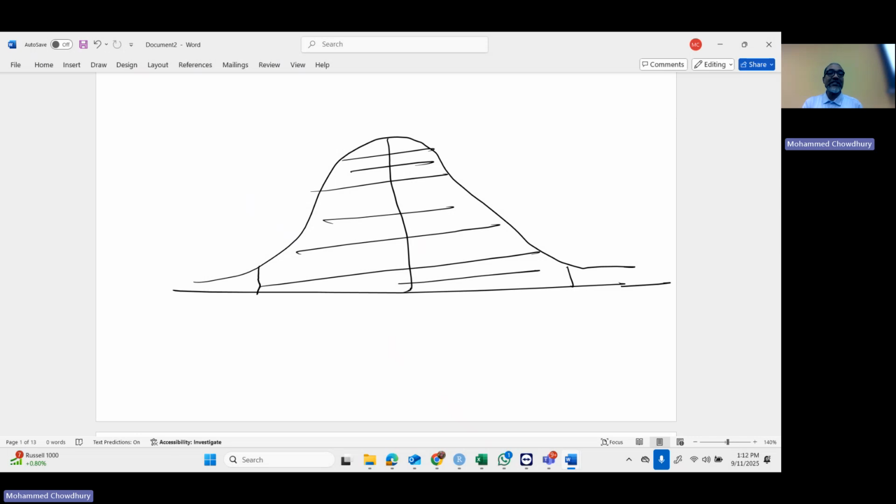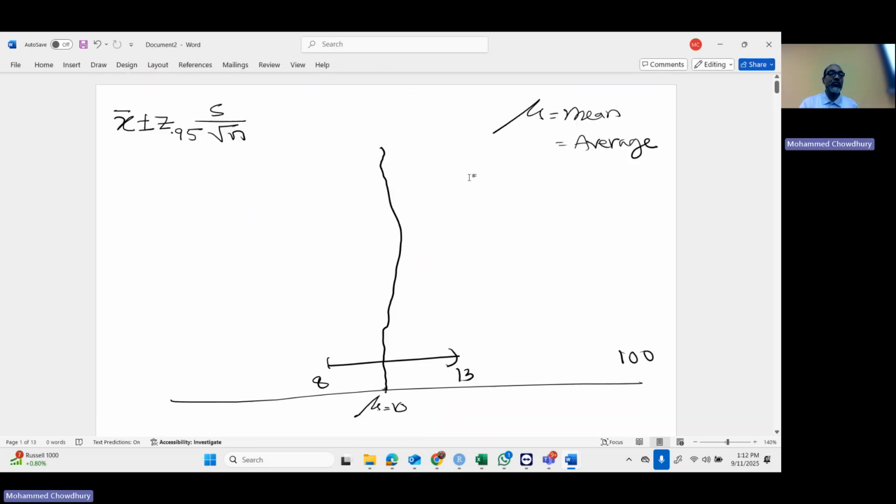This is called the confidence interval formula for the mean. Very nice question. This is the confidence interval formula for the mean.